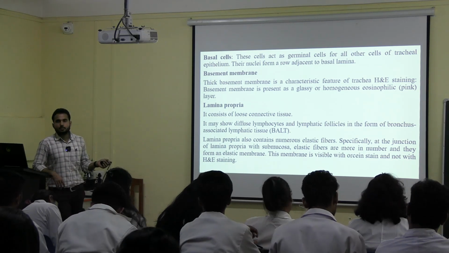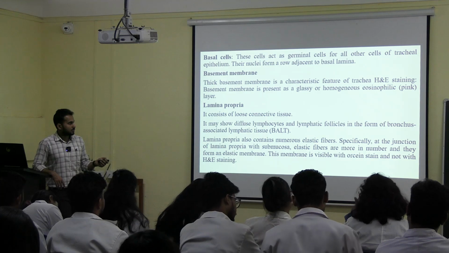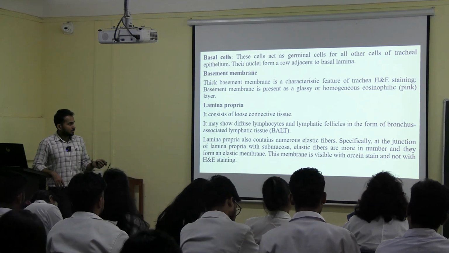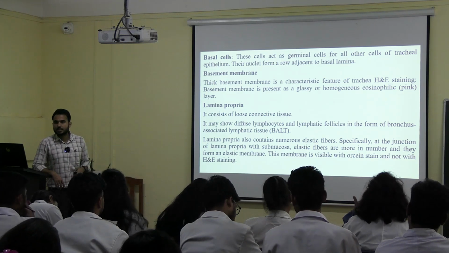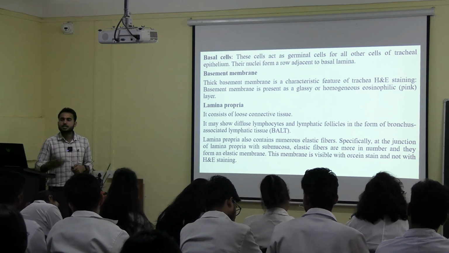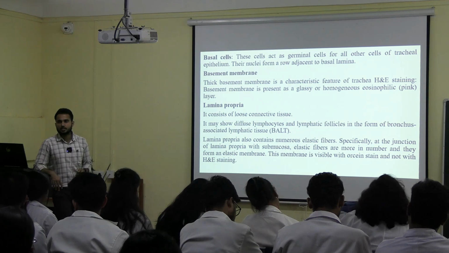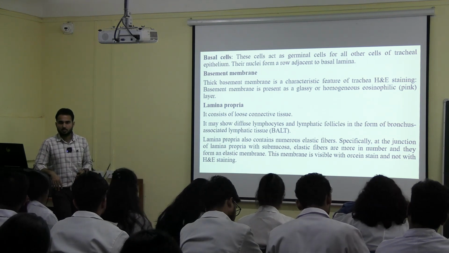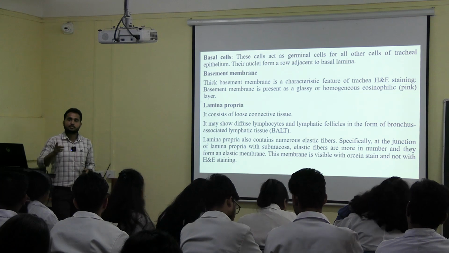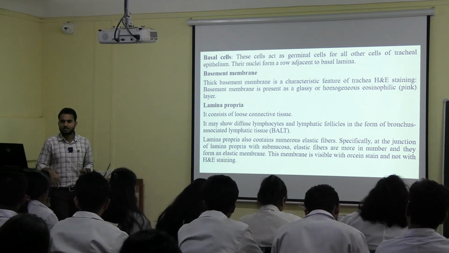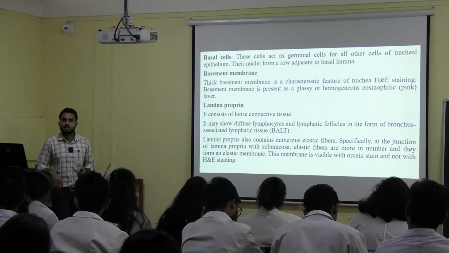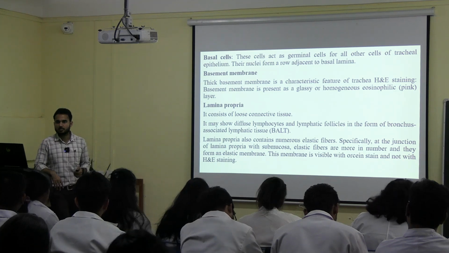In the lamina propria, the elastic fibers are also present. Now these elastic fibers generally cannot be seen under H&E stain. For that special stains are required, called orcein stain. Previously we have discussed that elastic fiber you can't see under normal H&E stain, very difficult. For that special stains are there, called orcein stain.